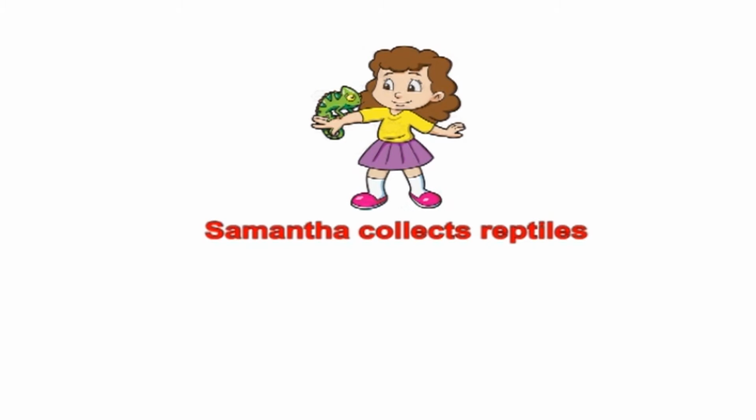Samantha collects reptiles. In this sentence, as you know, the subject is Samantha. The predicate collects reptiles tells you what Samantha does. The verb here is the action verb, collects. Does the subject always come before the predicate? No, the subject is not always first.